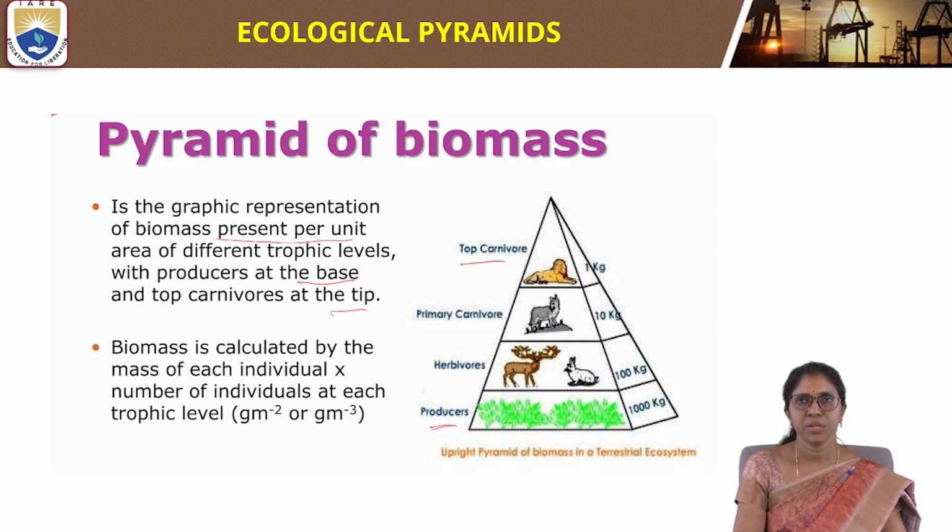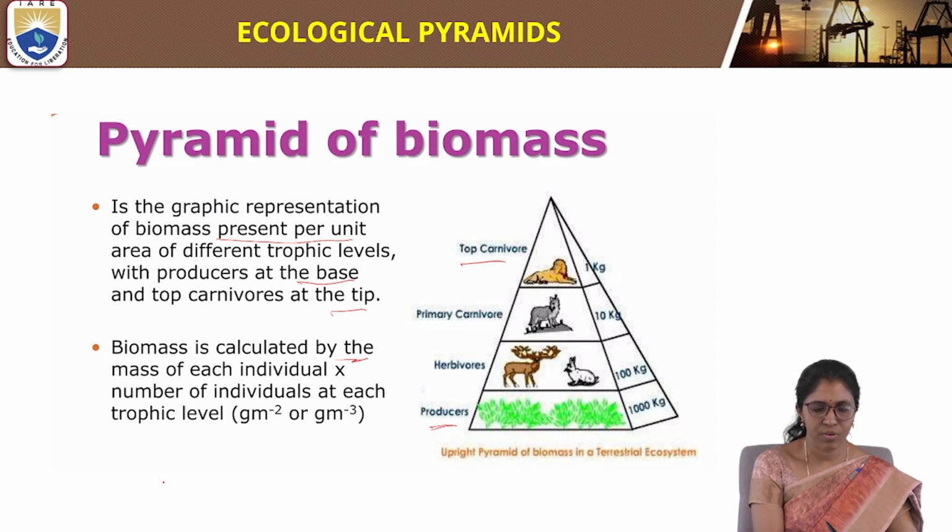So what is the pyramid of biomass? It is a graphical representation of biomass present per unit area of different trophic levels, with producers at the base and top carnivores at the tip. Biomass is calculated from the mass of each individual and the number of individuals at each trophic level. This will give the biomass.